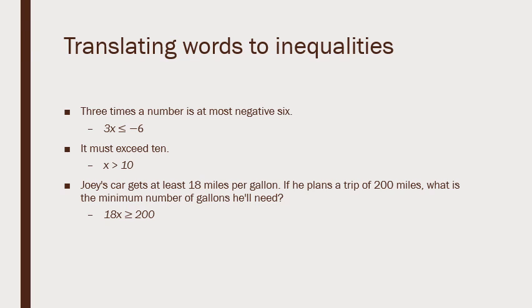This third example: Joey's car gets at least 18 miles per gallon. If he plans a trip of 200 miles, what is the minimum number of gallons he'll need? Well, 18 is going to be a rate, so I know that's going to be multiplied by x, just like a slope. 18x, and then I'm looking at the 200 on the other side, but it says it gets at least 18 miles per gallon. So that number has got to be greater than the 200 miles that he wants to drive.